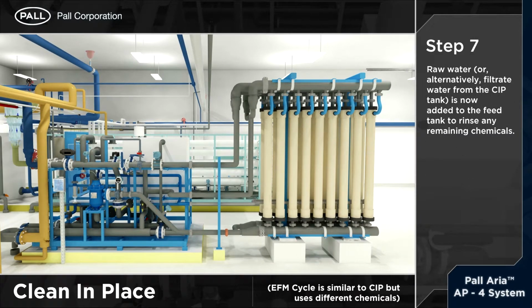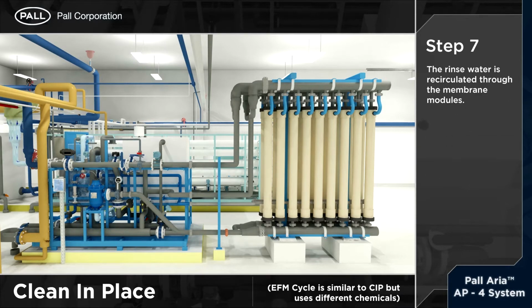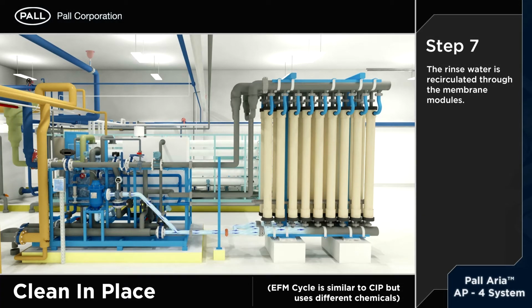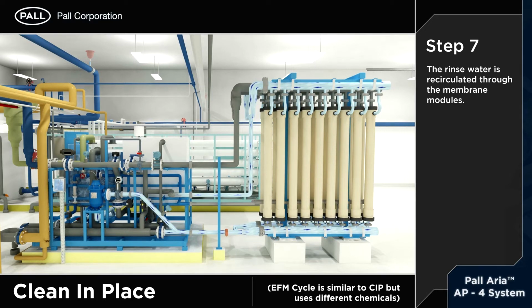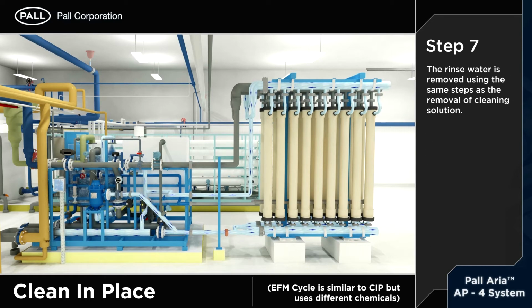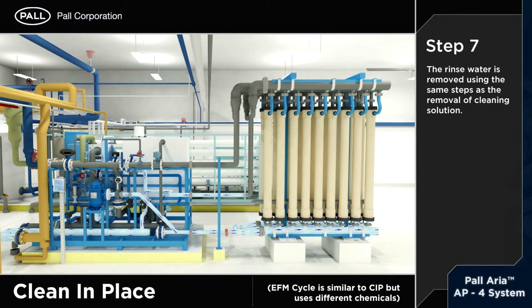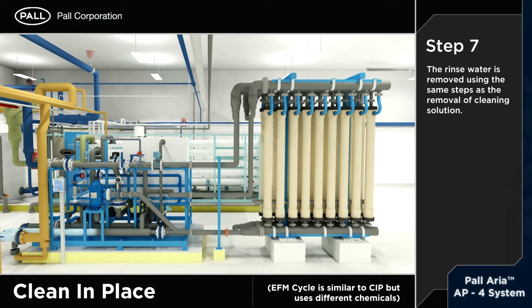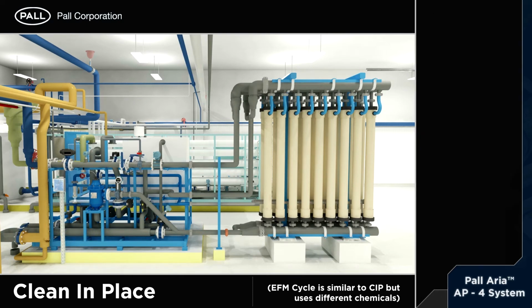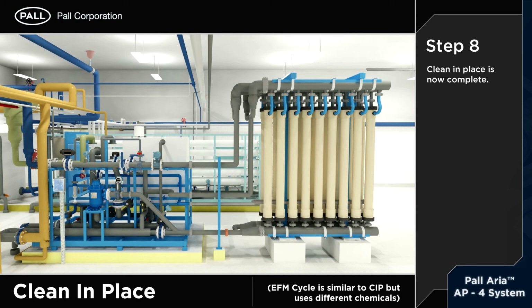Raw water, or alternatively filtrate water from the CIP tank, is now added to the feed tank to rinse any remaining chemicals. The rinse water is then recirculated through the membrane modules. The rinse water is then removed using the same steps as the removal of cleaning solution. The CIP sequence is then complete.